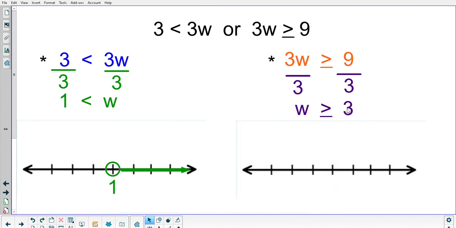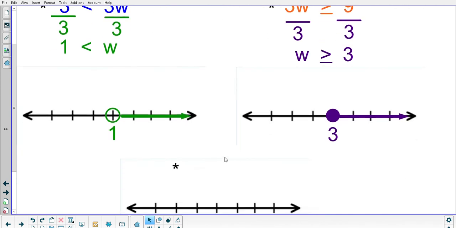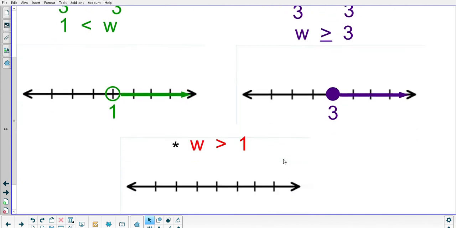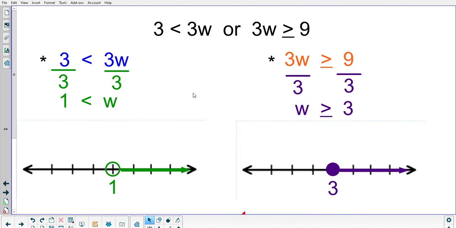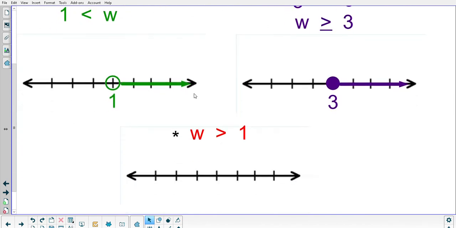So this one will have a solid dot on 3, and it will be shaded to the right again. So we're going to have a solid dot on 3 shaded to the right. When we get ready to graph this, remember it's OR, so either one of these makes it true. It's a union of these two.